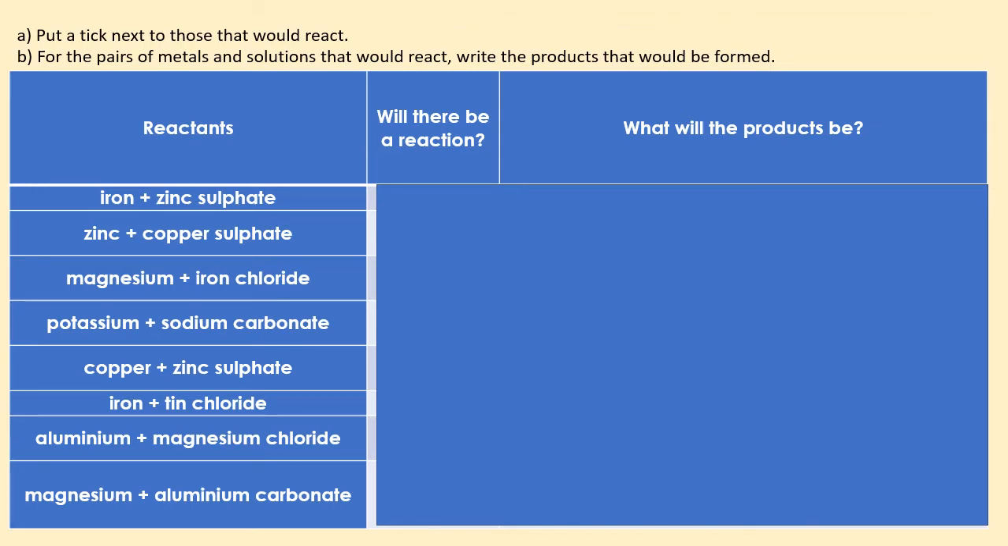So we've got a table here. I would like you to put either a tick or a yes or a no, whether there will be a reaction. So this time you are looking at the reactivity series. And then I would like you to write which products would be formed. Pause the video now to complete that.